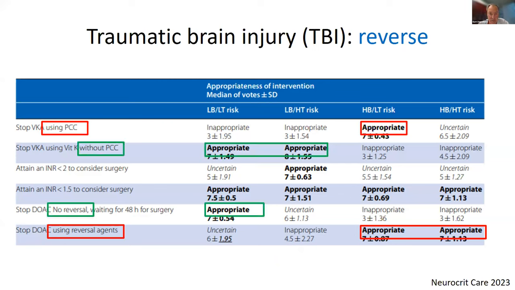Now, in case of a low bleeding risk, because not all TBI is associated with hemorrhage, and not all hemorrhage is considered serious enough, it may be considered appropriate in low bleeding risk situations to just stop the vitamin K antagonist without PCC and to stop the DOAC with no reversal agents. Now, obviously, this is not really clear-cut science. This is not also based on data. This is a consensus exercise, but it just illustrates the uncertainty about it. And also, even more, when there's a high thromboembolic risk, you see that in most of these situations, there was no clear answer in the group because it was considered to be uncertain.